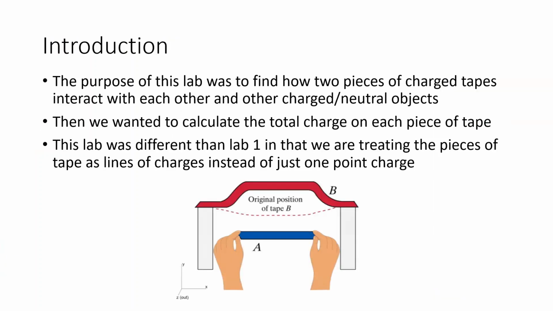So the introduction for this lab: the purpose of this lab was to find how two pieces of charged tape interact with each other and how they interact with other charged or neutral objects. And then we wanted to calculate the total charge on each piece of tape. But this lab was different than lab 1 in that we're treating the pieces of tape as lines of charge instead of just singular point charges. And below there's a diagram for how we conducted the experiment.